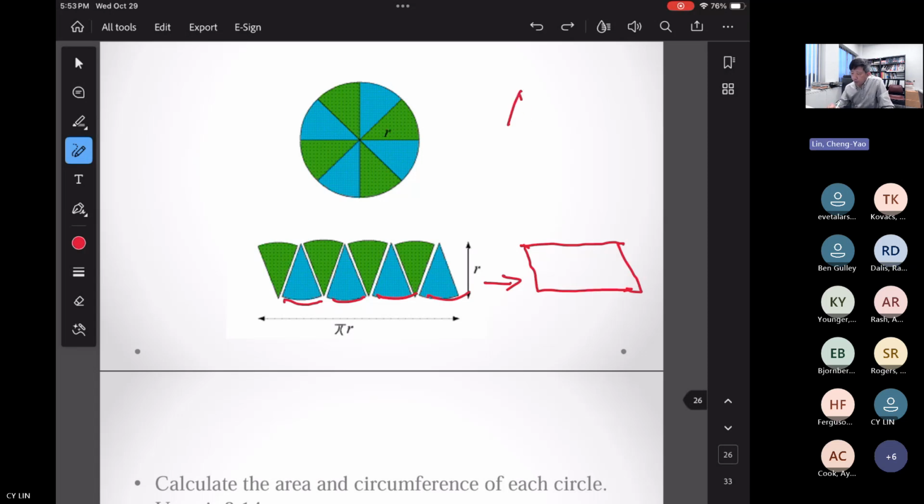Remember that when we talk about area is equal base times height. Remember that? And what's the base for this? If we count infinity, here is pi r. Are you with me? And height will be r. Is that right? So therefore it's pi r squared. This is why, and why this formula is coming from. All right, so the area of a circle is equal to pi r squared.